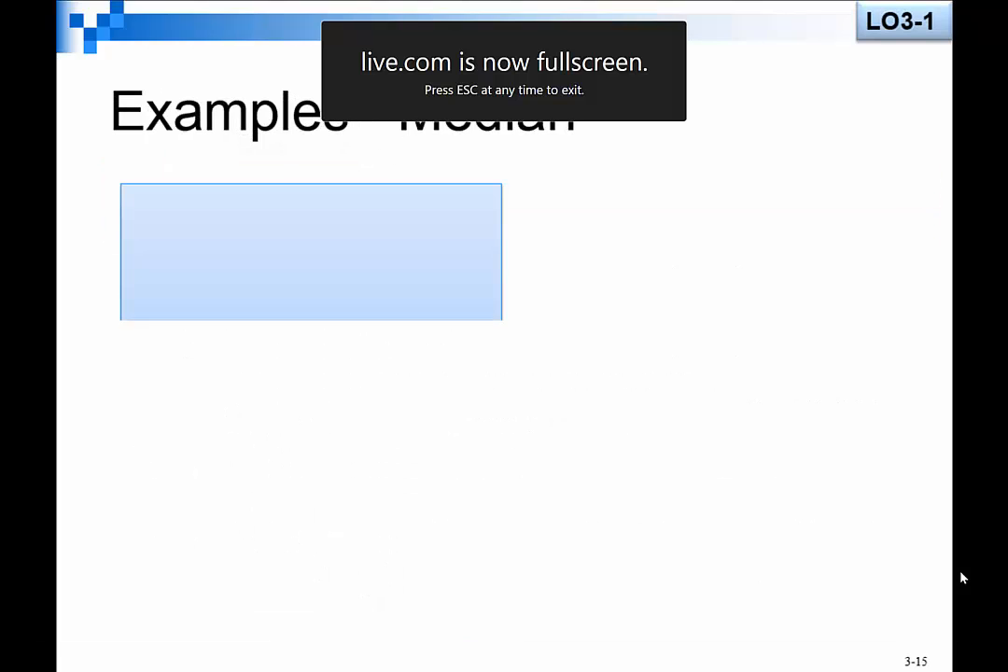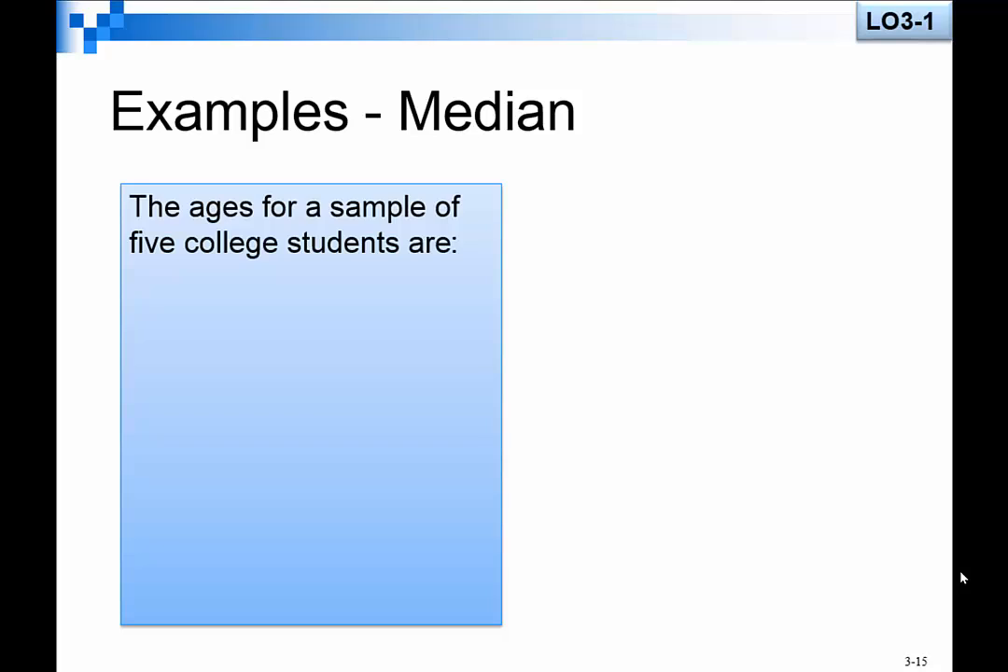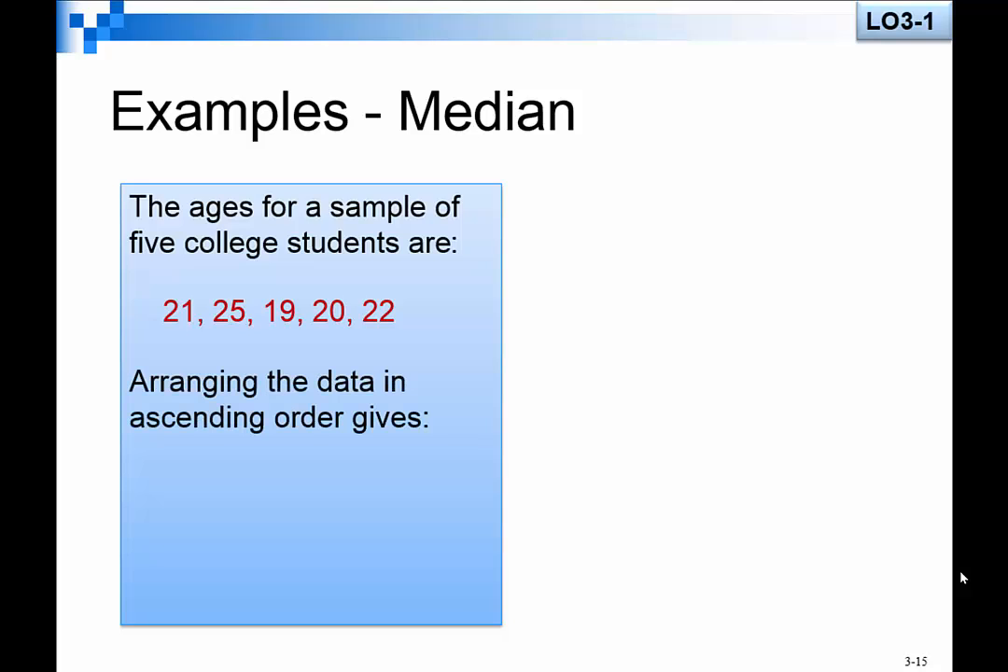Okay, so here is an example of the median. Here we have ages of 5 college students: 21, 25, 19, 20, and 22. We are going to order those from smallest to largest, so we can see that we're going from 19 up to 25.